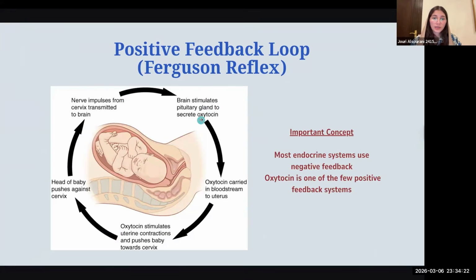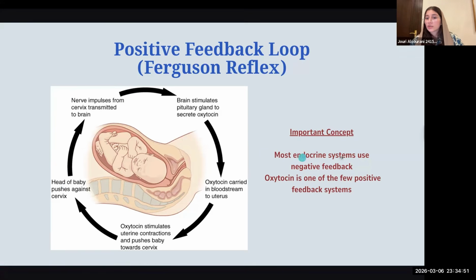And this is how it looks. Here, the head of the baby pushes against the cervix, which stretches out the cervix. This sends impulses to the pituitary gland, which secretes oxytocin. This oxytocin then stimulates the uterine contractions, and the baby is pushed towards the cervix. When the baby is pushed towards the cervix, we again have the stretching of the cervix. This is just a cycle that will repeat up until delivery.